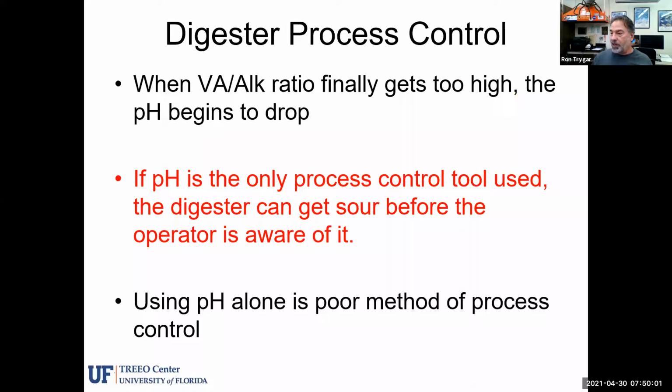So when the volatile acid ratio finally gets too high, the pH will now fall. So the process control of a digester is not to use the pH as the process control tool, but to use the volatile acid alkalinity ratio. So that's what we're saying on this one. The digester can actually be sour or stuck before the operator is even aware of it.